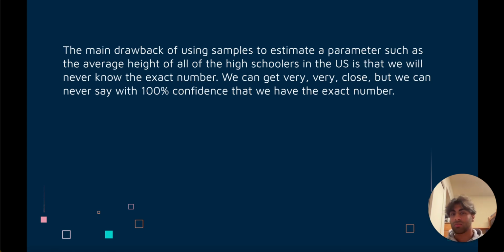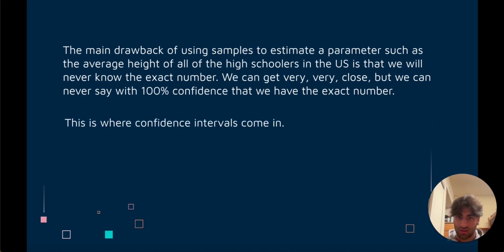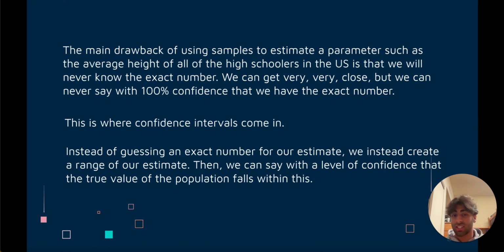So going back to that past slide's example, the main drawback of using samples to estimate a parameter such as the average height of all the high schoolers in the US is that we will never know the exact number. We can get very close, but we can never say with 100% confidence that we have the exact number. And this is where confidence intervals come in. Instead of guessing an exact number, we can instead create a range for our estimate.